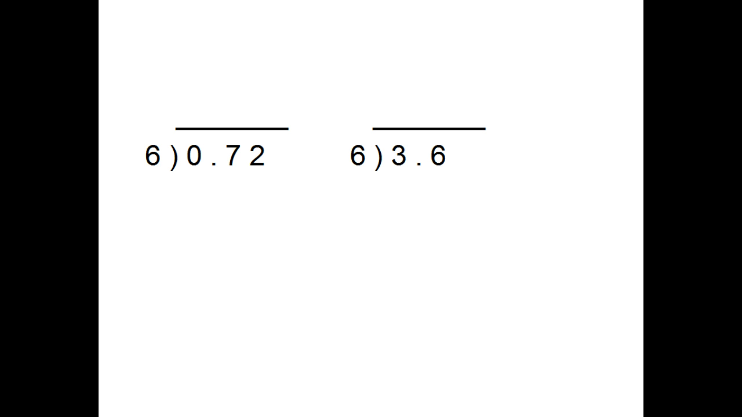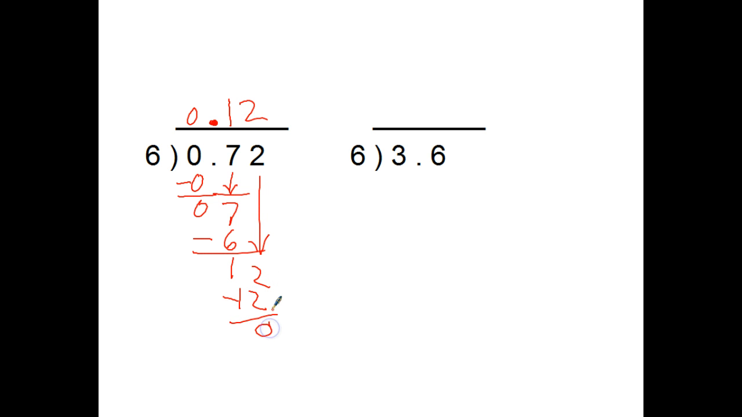This time I do not have any decimal points in my divisor, but I do have decimals in my dividend. So all I have to do is bring my decimal point straight up and just do the division work, just like it was dollars and cents. No 6's in 0. 1 6 in 7. Got a 1 when I subtract. Bring down my 2. 2 6's in 12. And there's nothing left over, so my answer is 0.12.